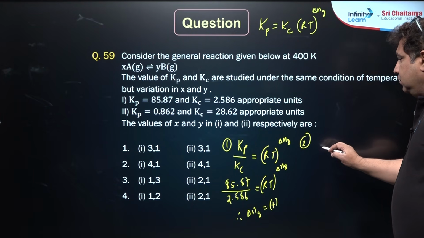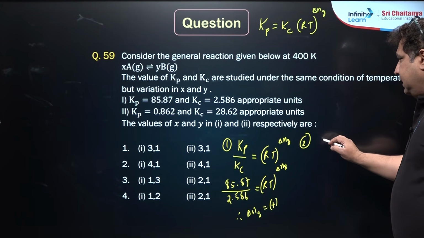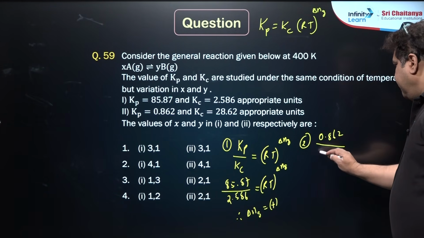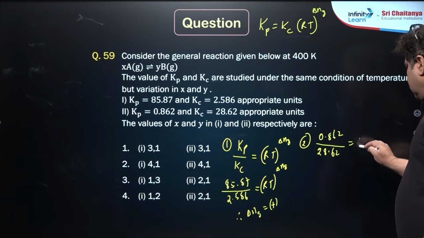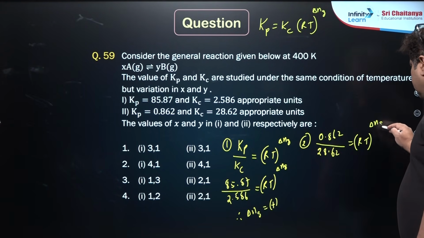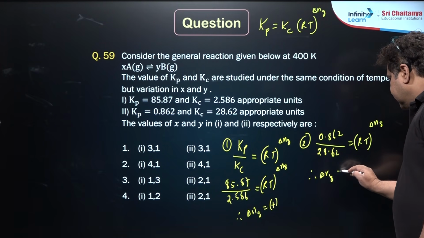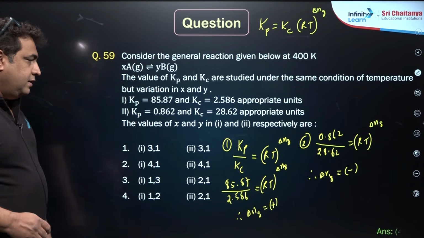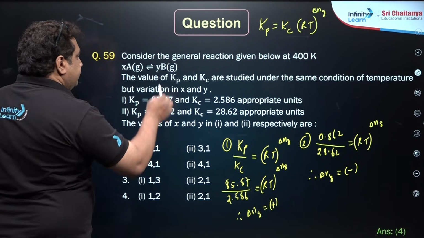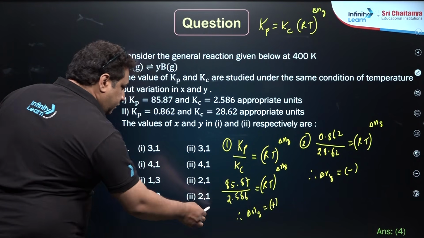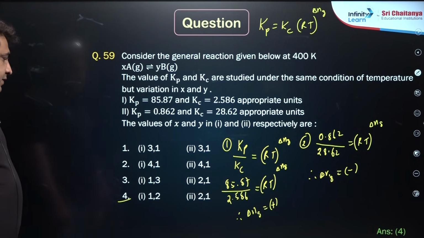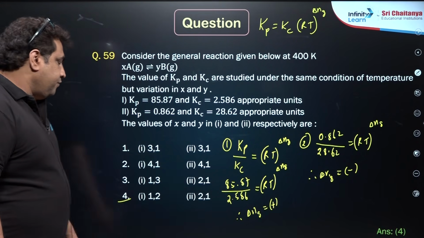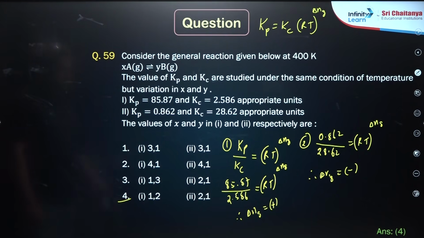Second case, if you do, Kp is how much? 0.862, this is 28.62 is equal to (RT) to the power delta Ng. On solving these two equations, here you will get delta Ng negative. So now you have to see from the expressions in which case delta Ng will be positive and where delta Ng will be negative. So here 2 minus 1 positive, 1 minus 2 negative, answer is 4. Other cases you can see 3 minus 1 positive, here it will be reversed. Okay. So on solving you will get the accurate answer.